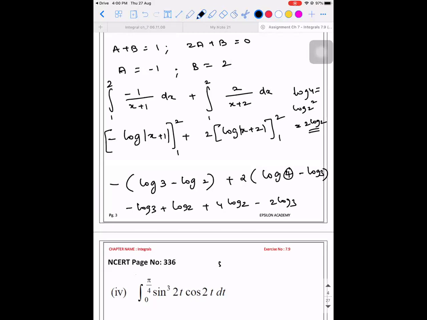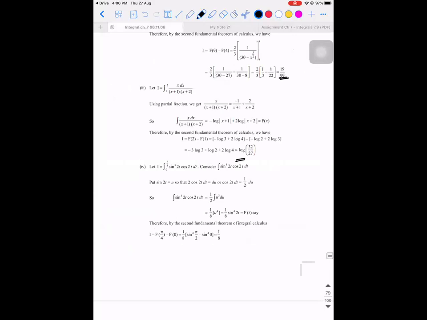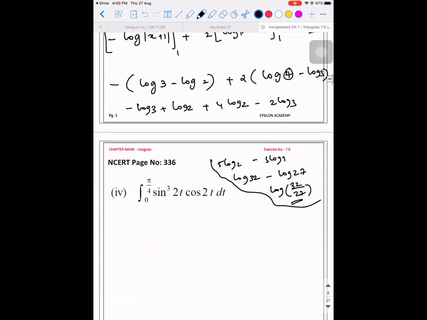So if you see, the final answer will be 5 log 2 minus 3 log 3. So 5 log 2 is nothing but log 32, minus 3 log 3 is nothing but log 27. So you will have log 32 divided by 27. Is that the answer? 32 by 27. Yes. So I hope you people are comfortable handling log. We did it in differentiation also. I'm moving on to the next question.